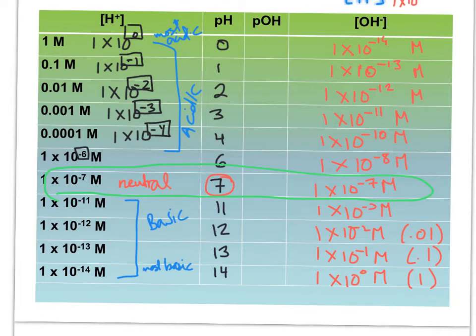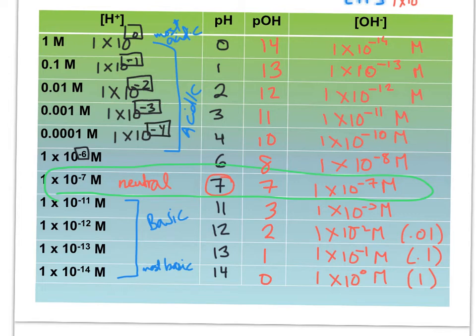Now, we said that just like we can get the pH, which is the negative log of the H plus concentration, pOH would be the negative log of the OH minus concentration. So let's try it together. If I take negative log of this, that would be negative of the -14, which would be 14. Next one, pOH would be 13. Next one, 12, 11, 10, 8, 7, 3, 2, 1, and 0.